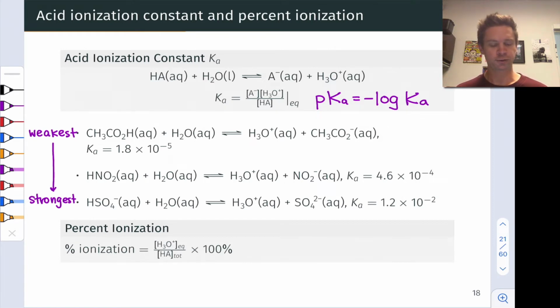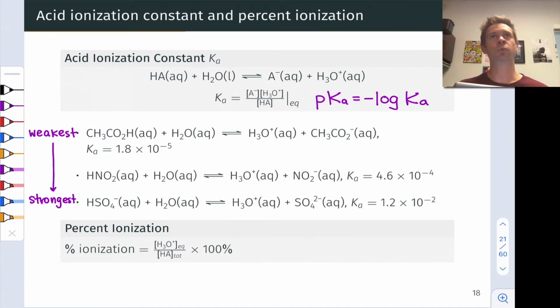A quantity that gives us really a nice mental picture of how much an acid has dissociated in water is known as the percent ionization. And this is the ratio of the equilibrium concentration of H3O+ to the initial or total concentration of HA. So we take some HA, we dissolve it in water to some concentration, HA total molarity.